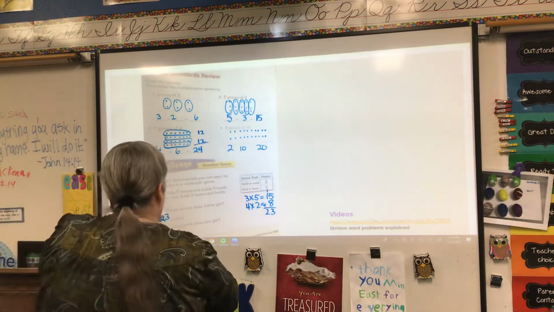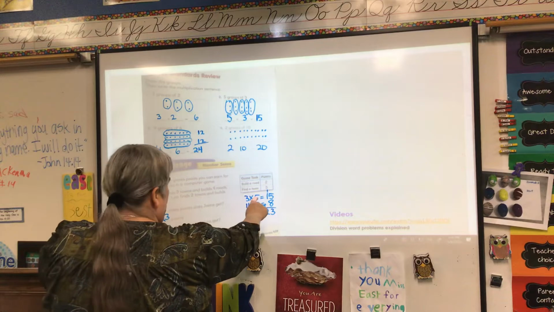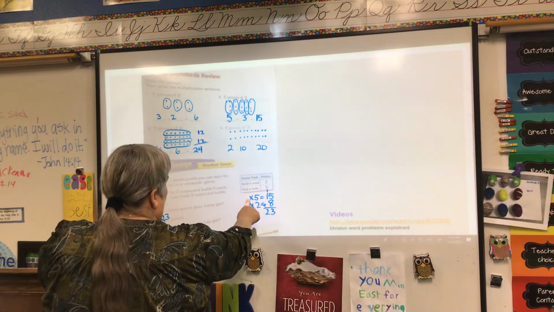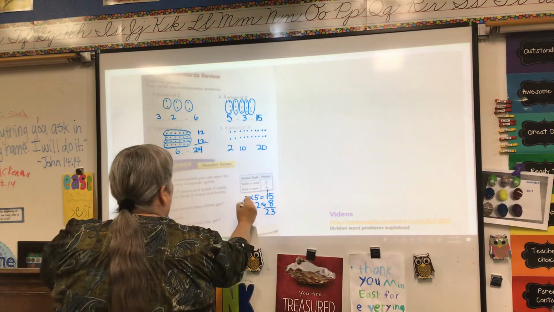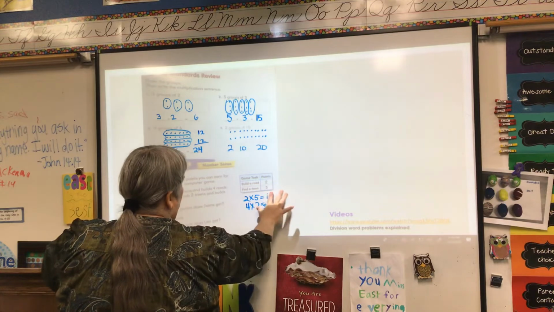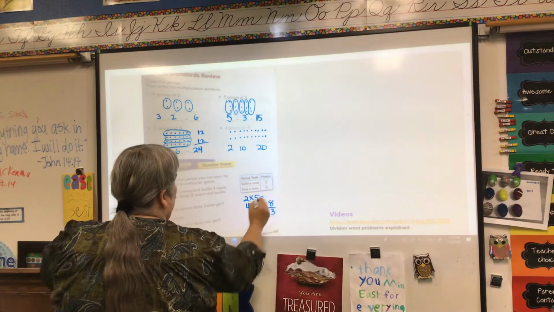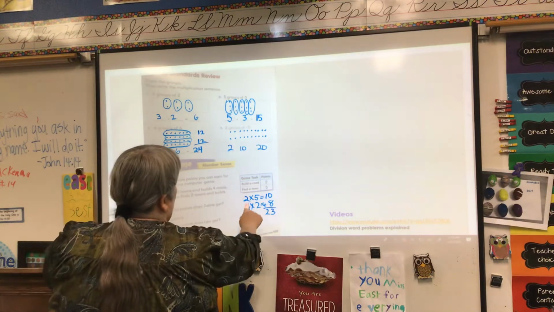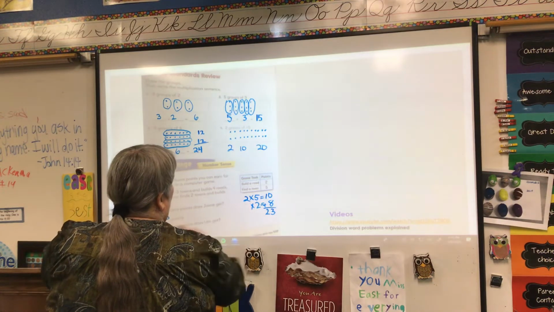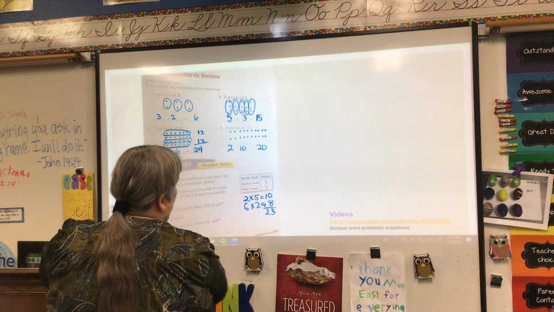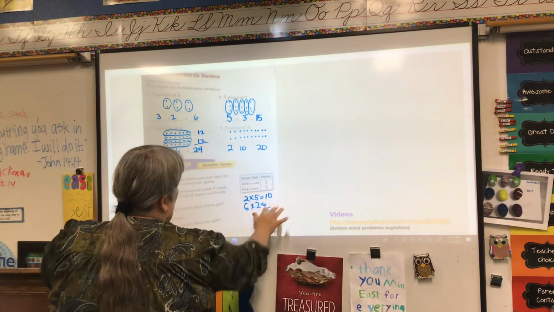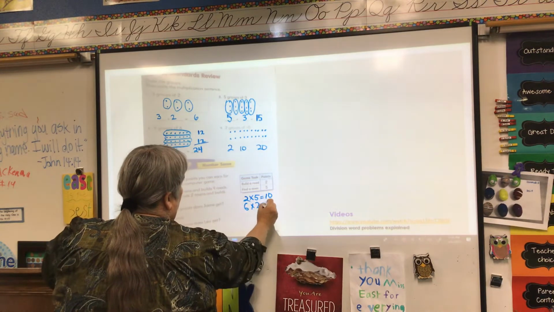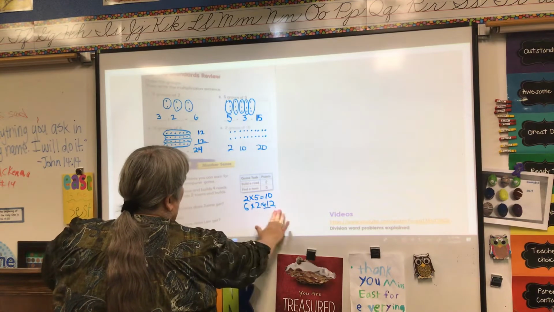Leah only finds 2 towns. Every time you find a town, you get 5 points, so I'm changing Leah's into 10. And then she builds 6 roads. She built quite a few more roads than he did, so that's going to give her 12 right there.